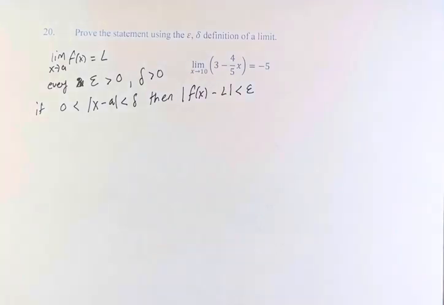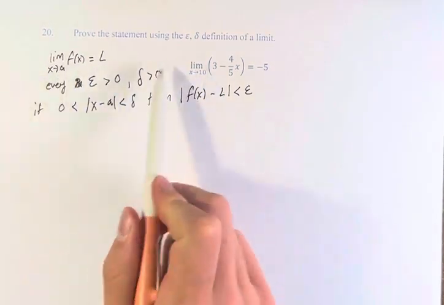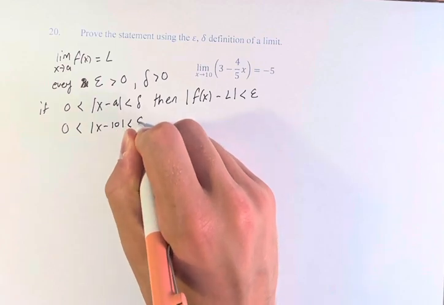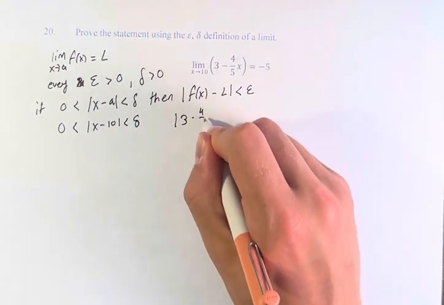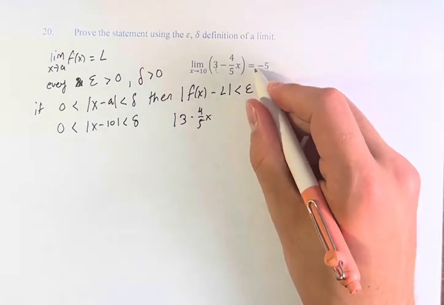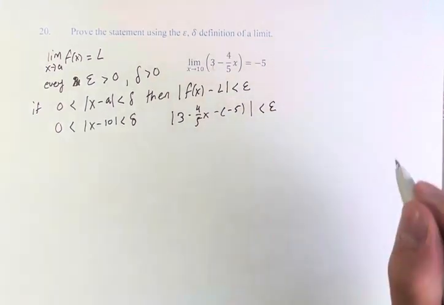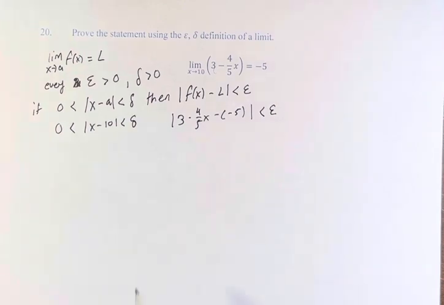So what does this mean for the actual problem? Well, a here is the value which x is approaching, so that's 10. And f of x is the function, so 3 minus 4/5 x. L is the value the limit approaches, so negative 5. This is less than epsilon. And so what we have to do is create a relationship between delta and epsilon to say, okay, for every epsilon, you're going to have this delta.